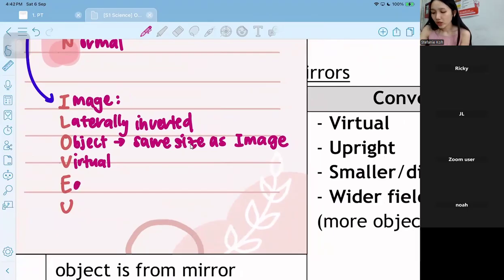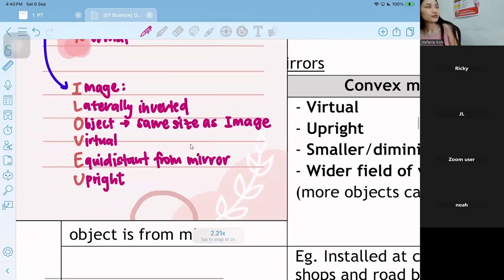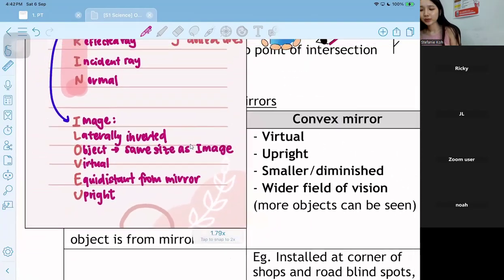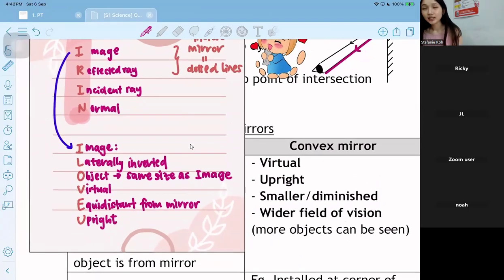And when you draw the construction line, we said that it must be equidistant from the mirror. If you're 2 cm away, the object, your reflection is also 2 cm away. Last one is upright. You look in the mirror, you're not upside down. So these are the ways to remember all the different steps and properties. Okay, I'll give you a bit more time to write it down.